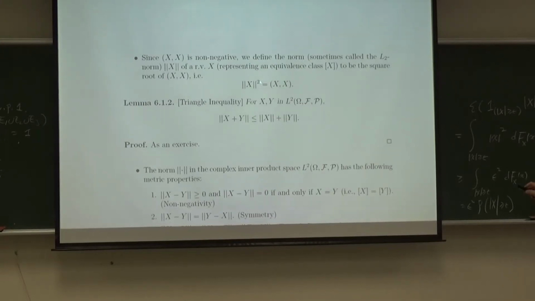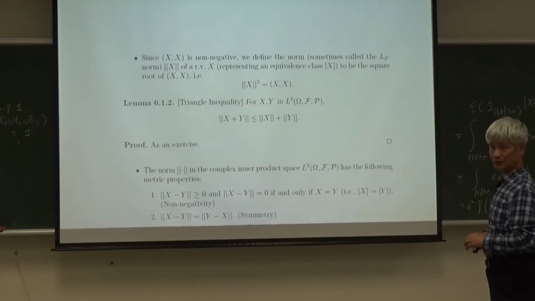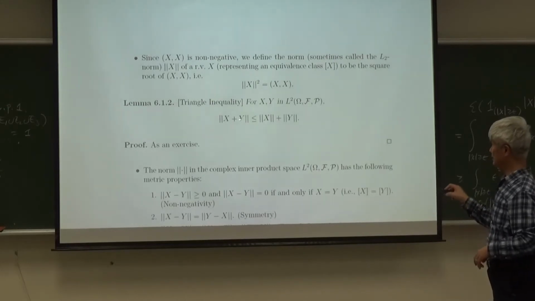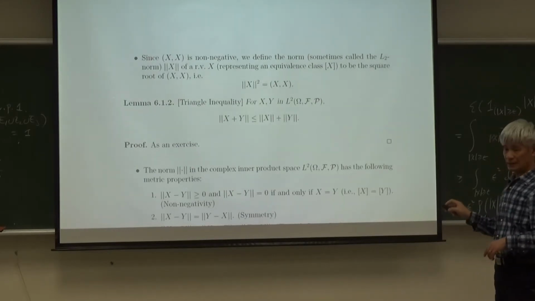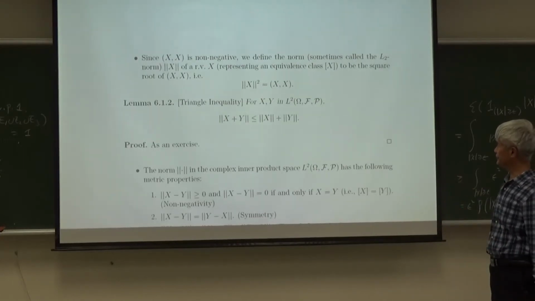The square of the norm is just the inner product of X with itself, just like the Euclidean norm we studied in linear algebra. And so the triangle inequality, now we can state that. We just proved that already. So the length of the sum of two vectors is less than or equal to the sum of the lengths of the respective vectors. This is the triangle inequality we have.